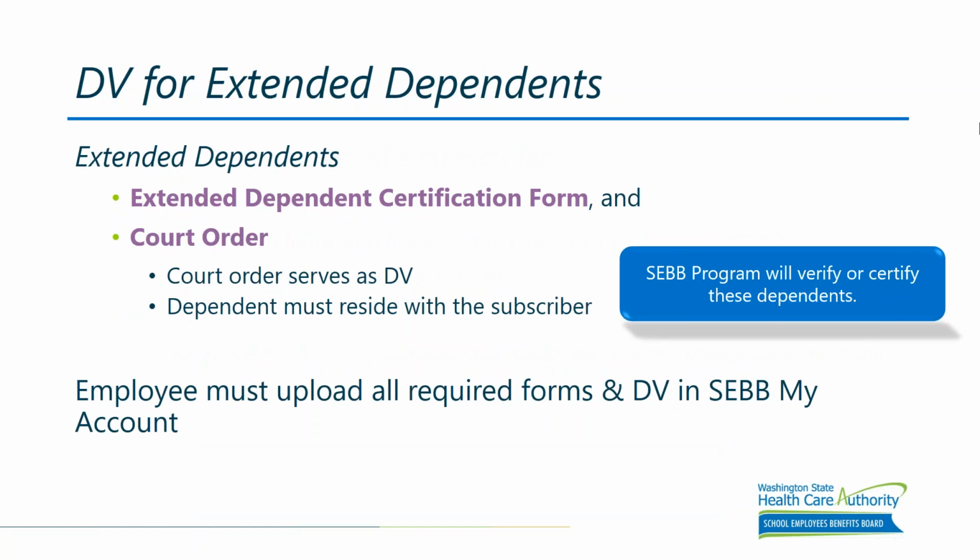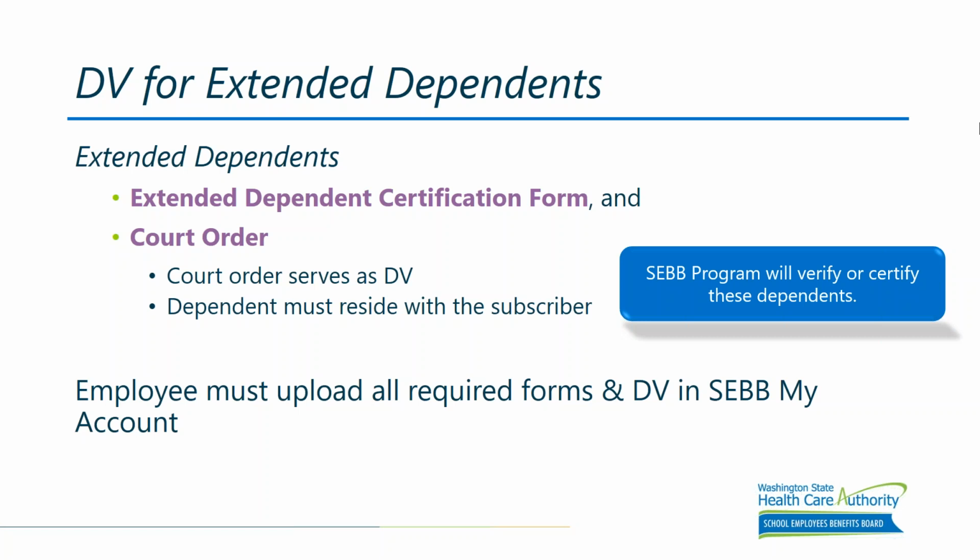Dependent verification for extended dependents includes the Extended Dependent Certification Form, which will be found on the SEBB employee website under Forms and Publications. It may be out there now, but at minimum, it will be available by October 1st. They'll also have to supply a court order. That court order is going to serve as the dependent verification, and the court order, of course, will need to have information that connects that subscriber to that child, or connects a subscriber's spouse to that child. So it'll have to have names on there, dates.